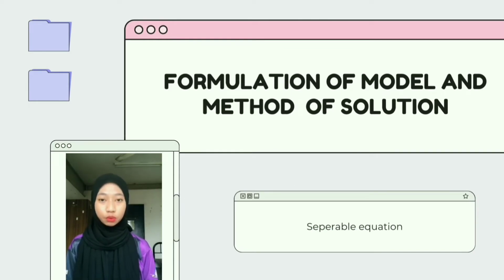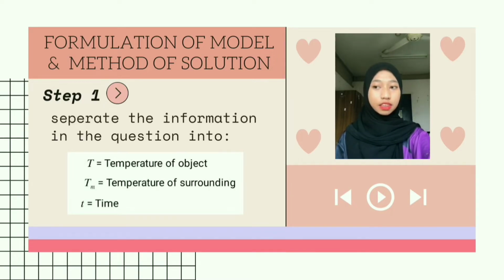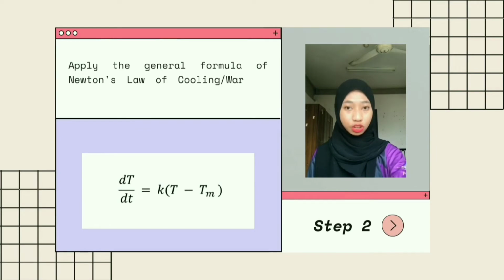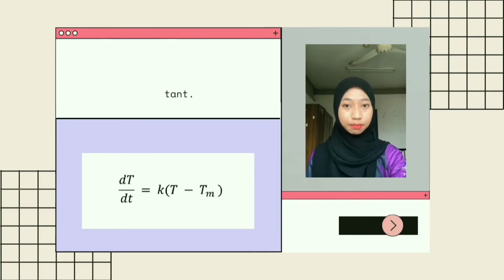For this question, we will use separable equations. Step 1, we need to separate the information in the equation into uppercase T, which is the temperature of the object, Tm, the temperature of the surroundings, and lowercase t, which is time. Step 2, we apply the general formula of Newton's law of cooling or warming, where K is a constant. So the formula is dT/dt equals K multiplied by (T minus Tm).